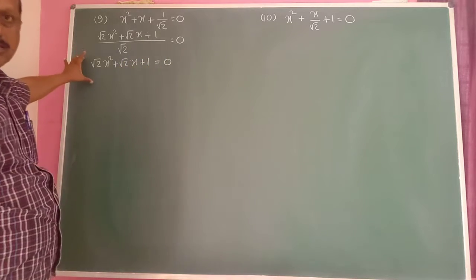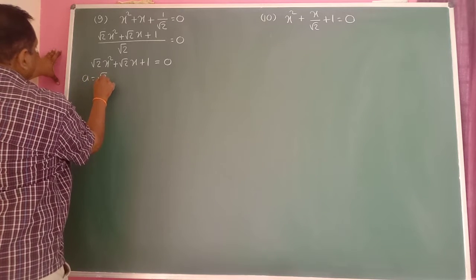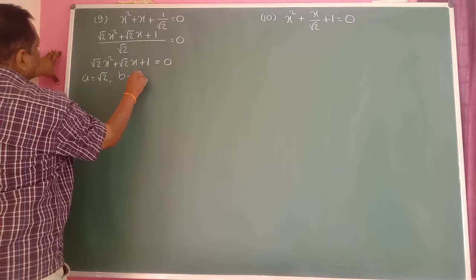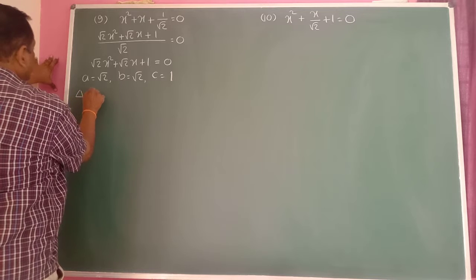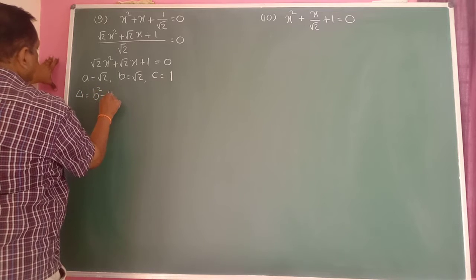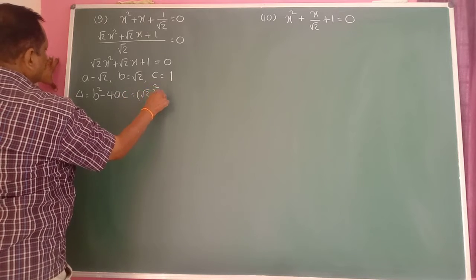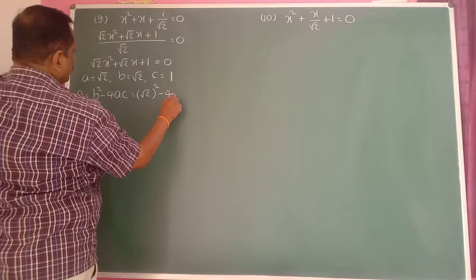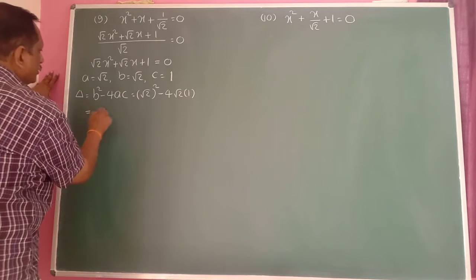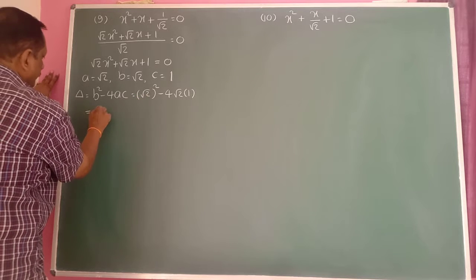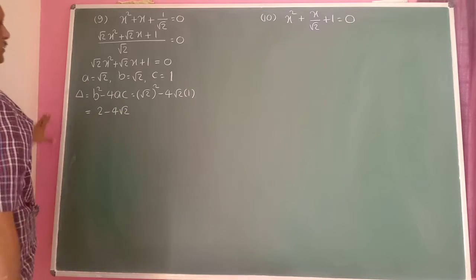So comparing this equation with the standard equation, therefore here the value of a is root 2, b is equal to root 2 and c is equal to 1. Then the discriminant delta is equal to b square minus of 4ac. Therefore root 2 square minus of 4 into root 2 into 1. Therefore, this is equal to root 2 square is only 2, minus of 4 root 2, minus 4 root 2 here.